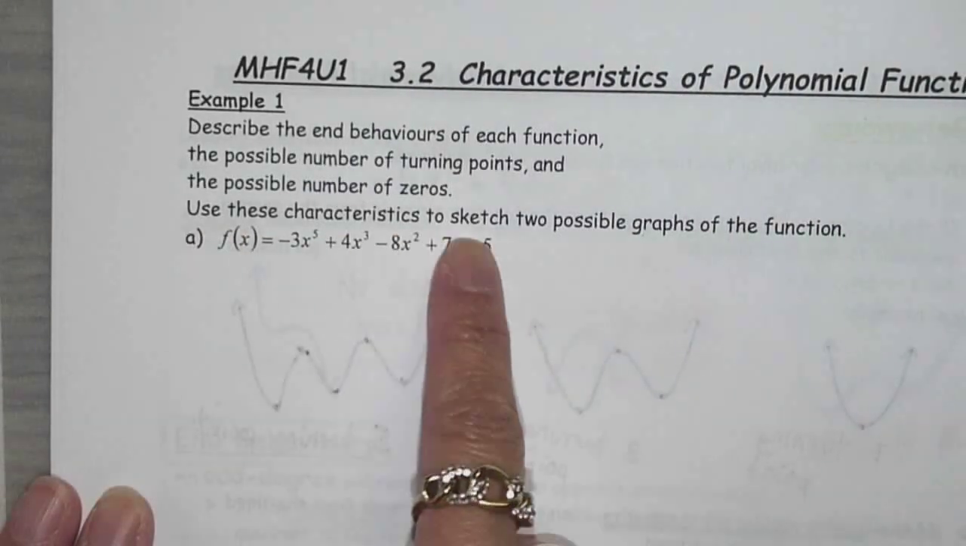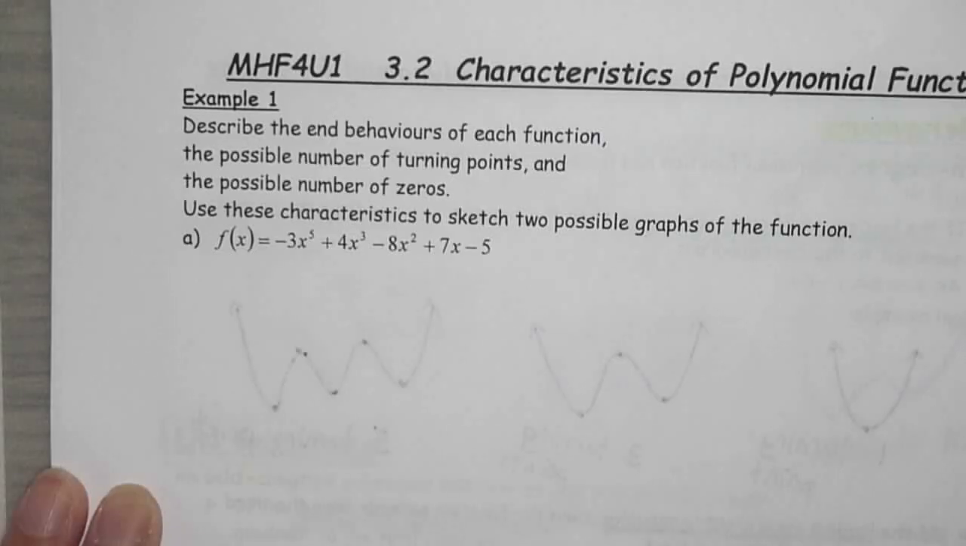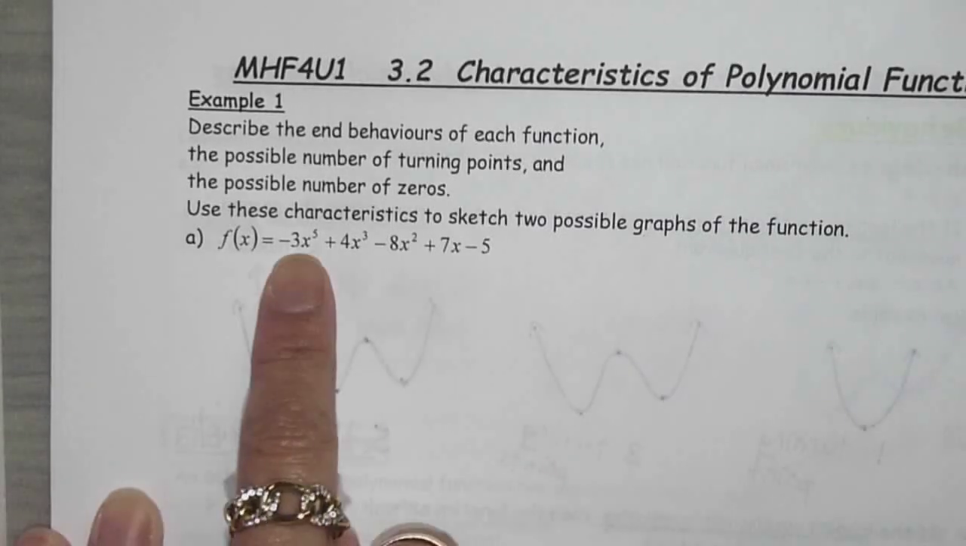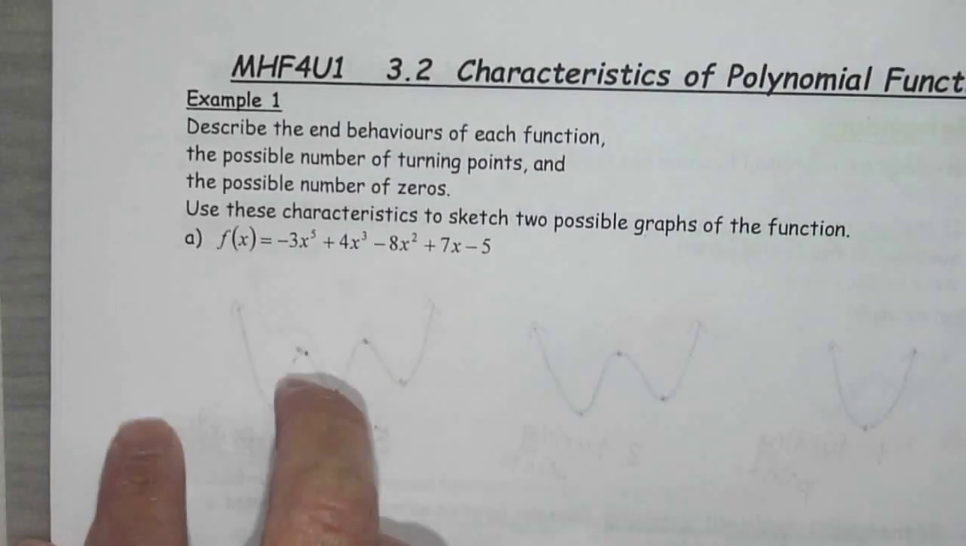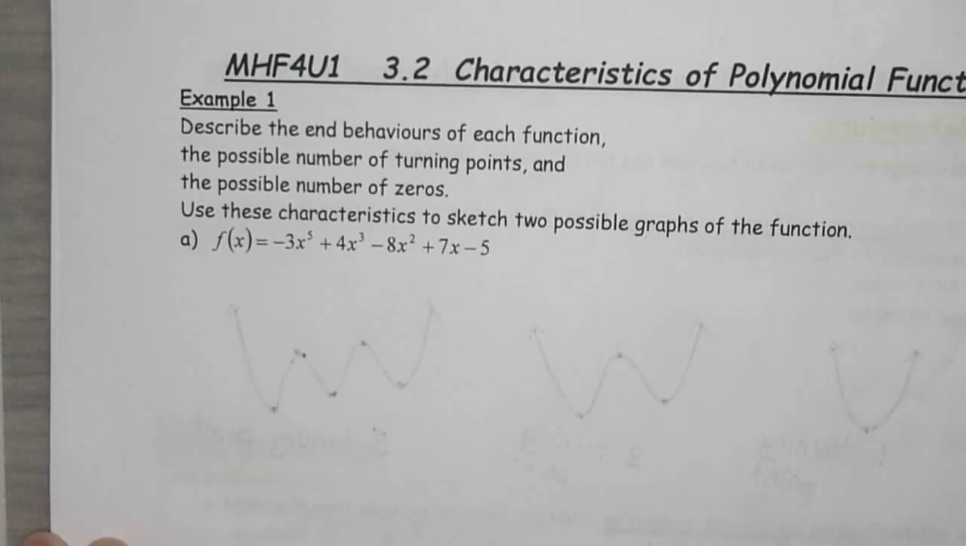Use these characteristics to sketch 2 possible graphs of the function, because we don't know exactly what it looks like yet. Later on, we're going to learn how to factor something bigger, like with powers of 5. Then we're going to break down the factors, and we'll be able to sketch it better. But they're saying possible, so possible ones. Use these characteristics, so 2 possible graphs of the function.